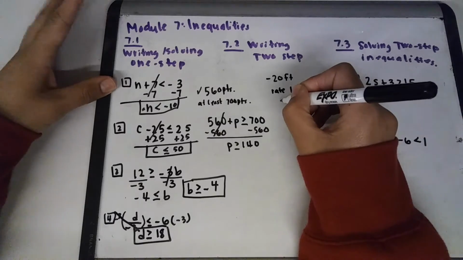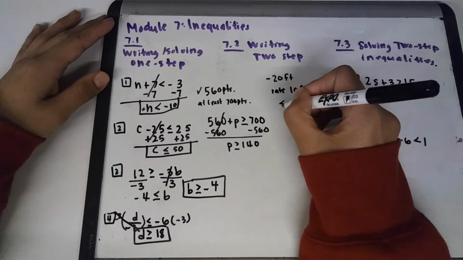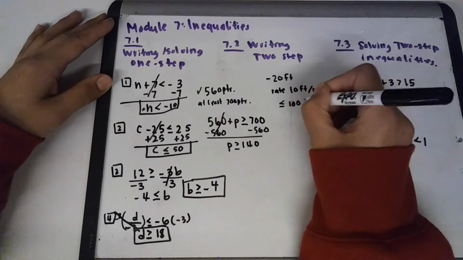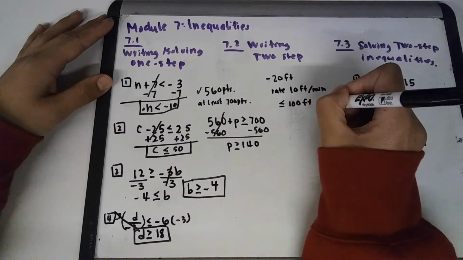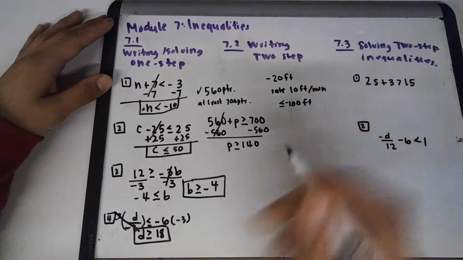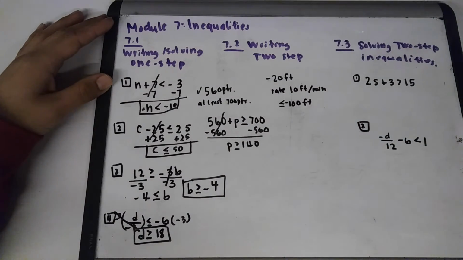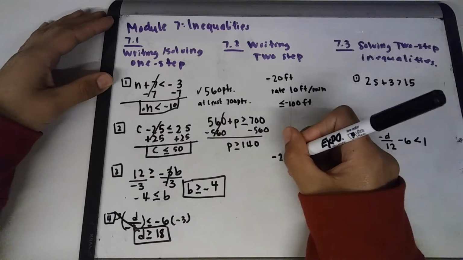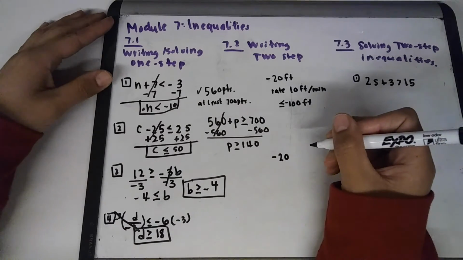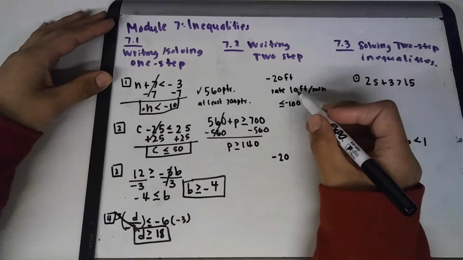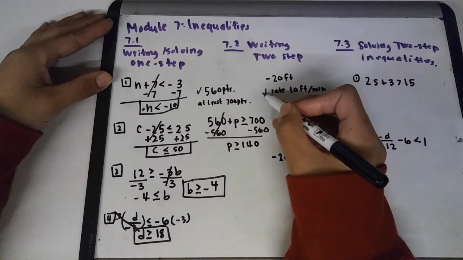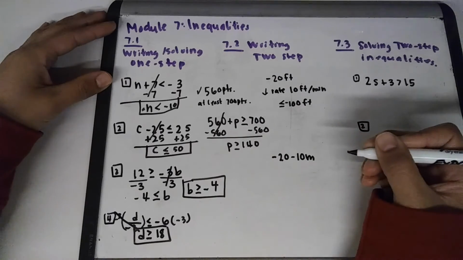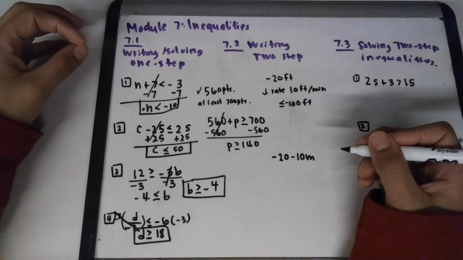So you don't want to go below 100 feet below sea level, which is a negative 100. So we're going to write an inequality. You are already at 20 below, so I'm going to say negative 20. And you're descending at 10 feet per minute, so you're going down, so it's going to be minus 10, and then m for minutes.